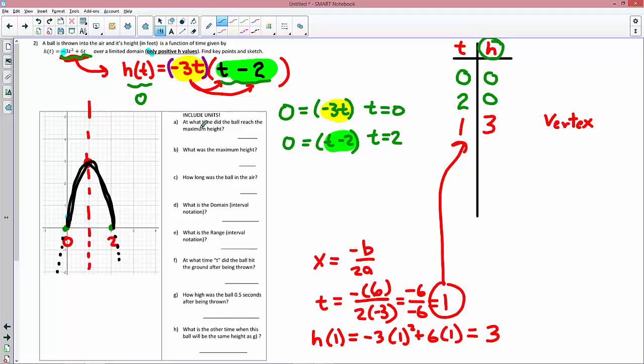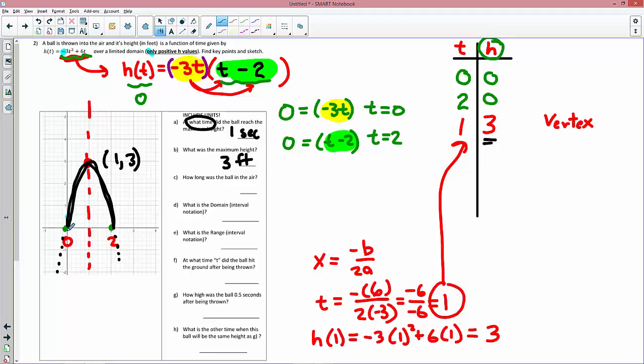At what time did the ball reach the maximum height? At what time? That's t. So what's my t value at the vertex? Well, the t value here is 1. Okay, 1 second. What was the maximum height? The maximum height was 3 feet, because that's the y value of the vertex.